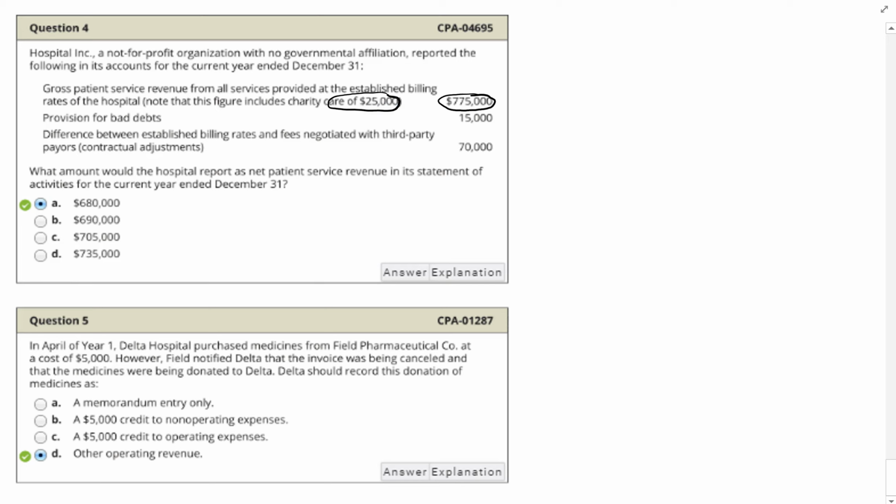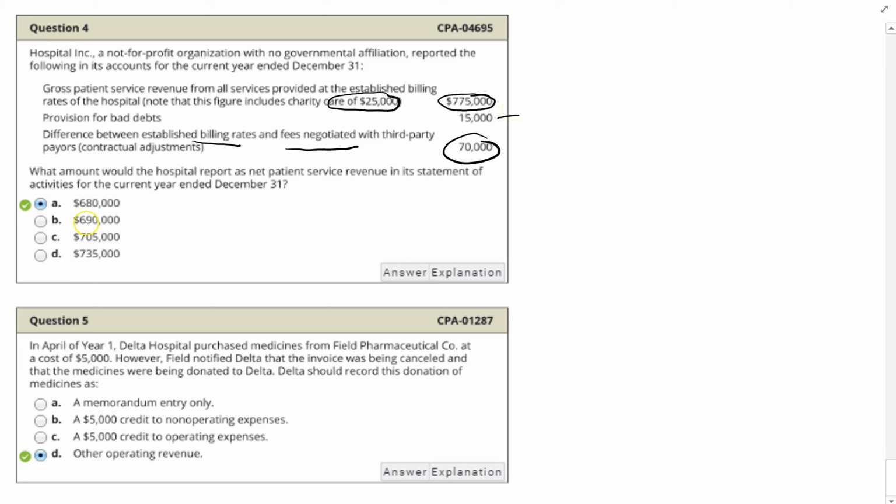They also have a provision for bad debts, which is $15,000, and they should receive a portion from a third party, which usually is an insurance company. But they found that there is a difference between their billing and the fees they received from the third party after negotiations. This we call contractual adjustments, and if you remember, it will actually reduce the portion of their revenues. The contractual adjustments amount is $70,000.